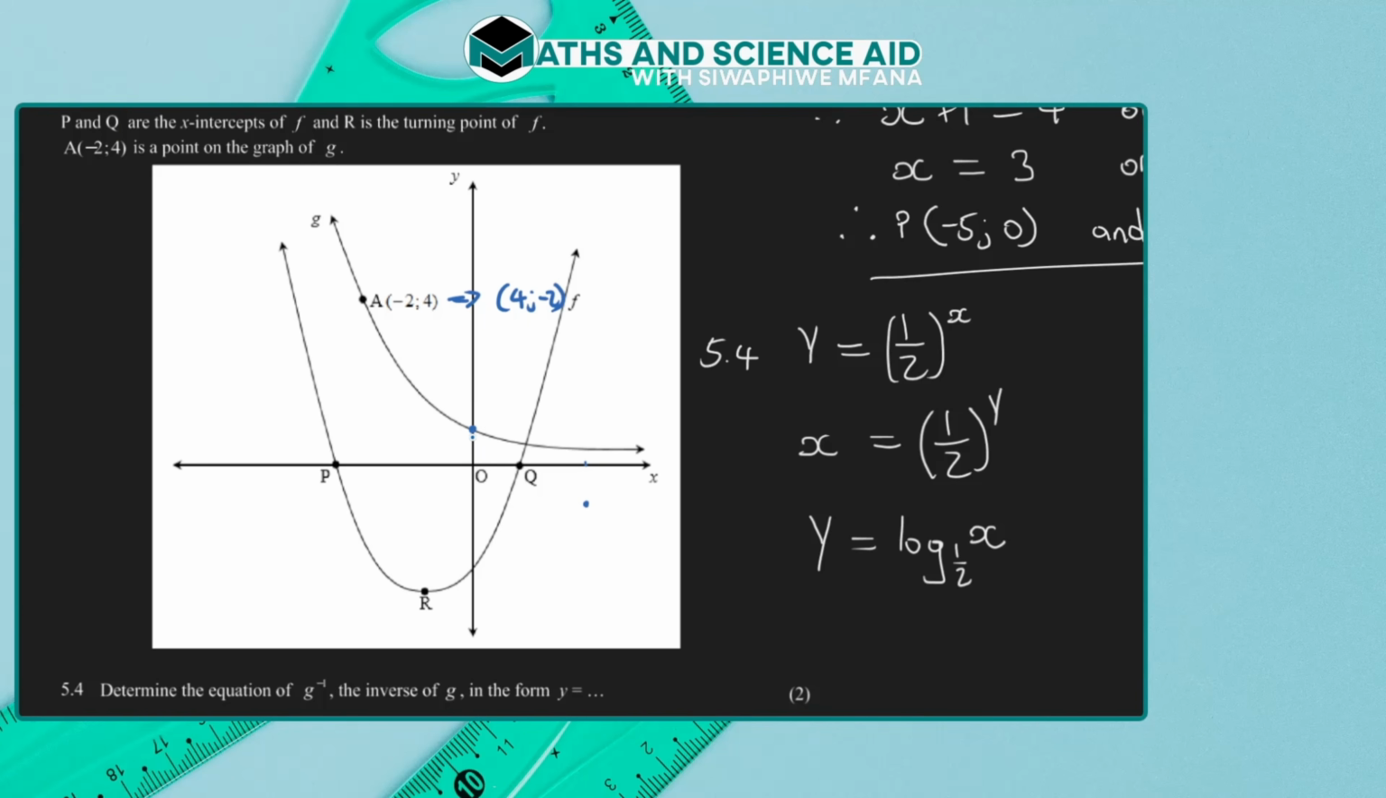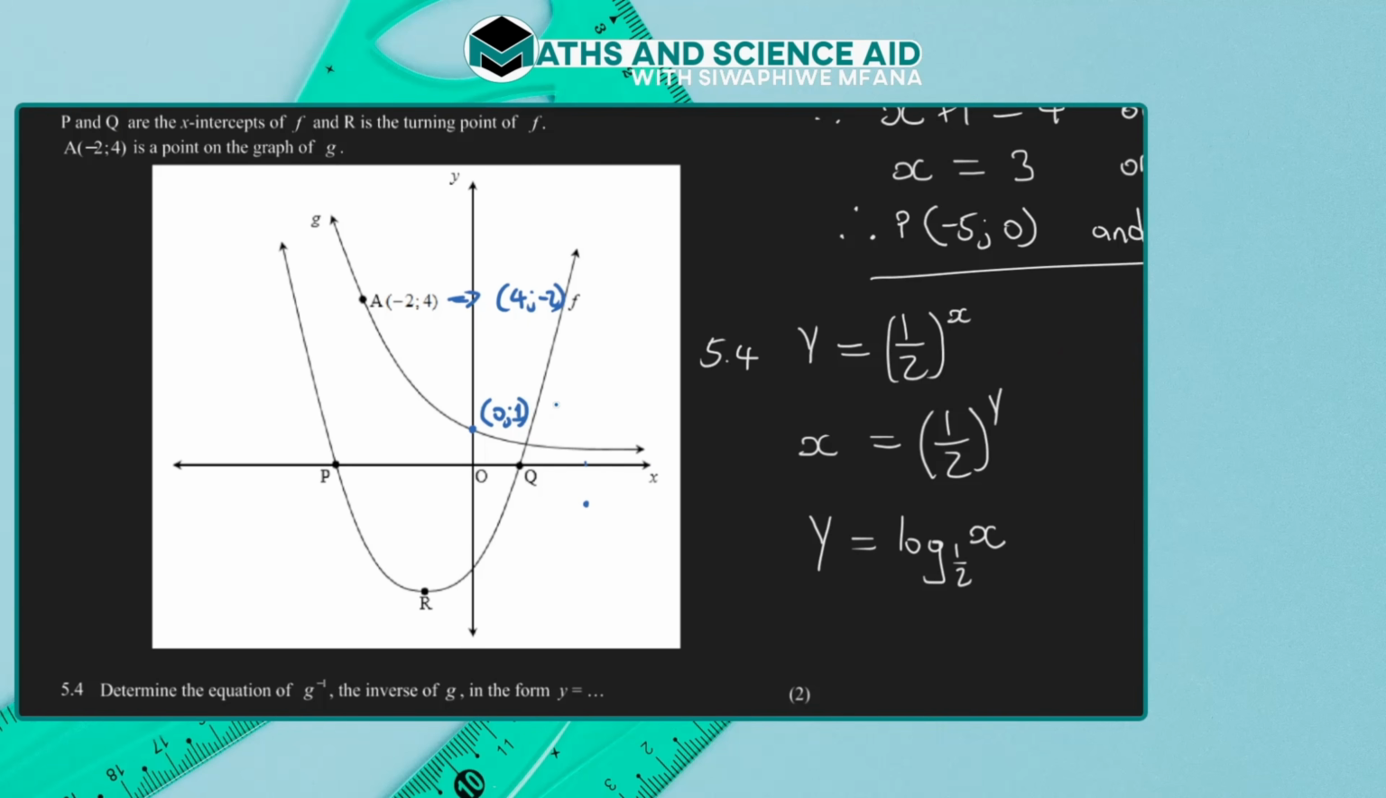So the coordinates of this point are actually (0, 1), as you can see, because this is a y-intercept. So the x value is 0 and the y value is 1. And we can see this from the equation of g. This is the equation of g. So if we make x equal to 0, we are going to have y is equal to (1/2) to the power of 0. And of course, that is equal to 1.